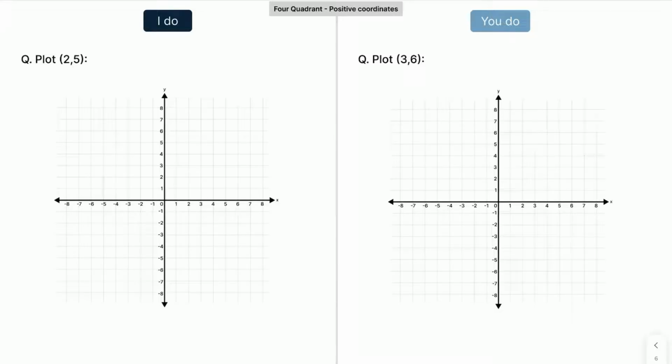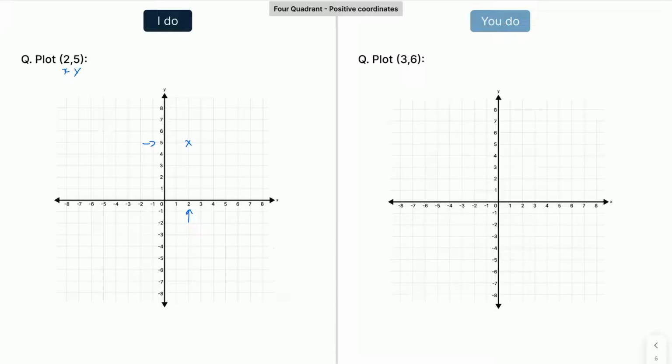Now we are looking at positive coordinates in four-quadrant graphs. This graph has four quadrants. We have x and we have y. We still read it in a similar manner. We go along the corridor. In this case, along the corridor, the x-axis is this bit, and up the stairs is this whole bit. So we're going to go along the corridor to 2, and we're going to go up the stairs to 5. So that's going to be (2, 5).